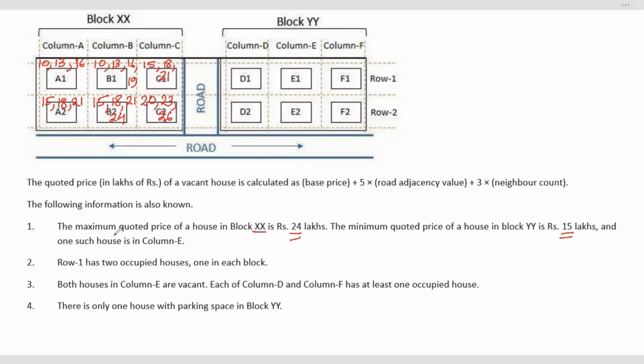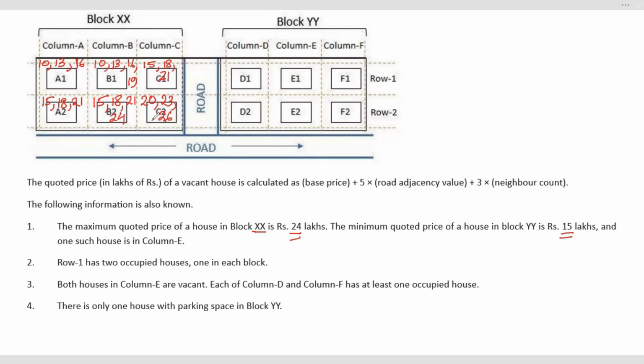Now we need to take up the information to proceed further. Point number 1: the maximum quoted price of a house in block XX is 24. What is the possibility? 24. For A1, it would definitely not. For A2, it would not be. For B1, the maximum is 19 plus 2, also not possible. Here, 24 is possible if we take 24 itself without parking. Acha, is there any other possibility?